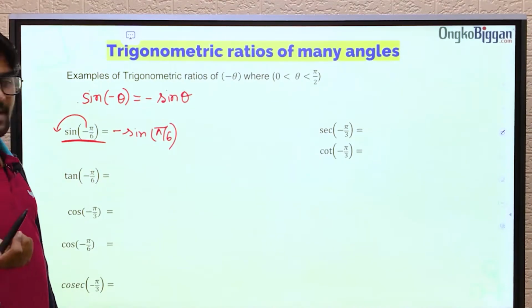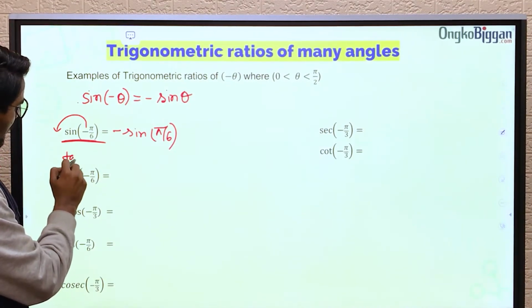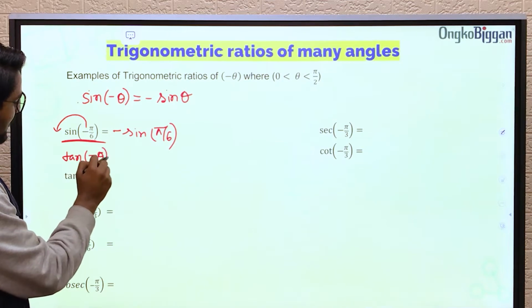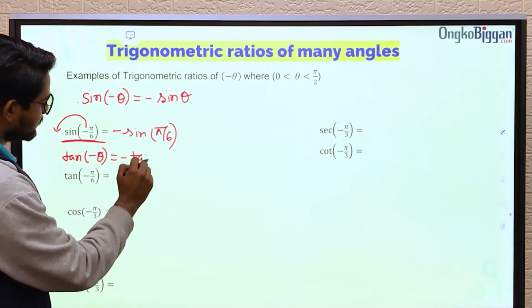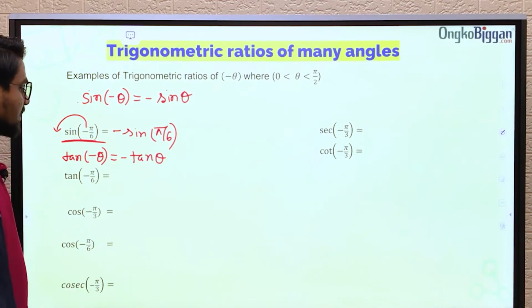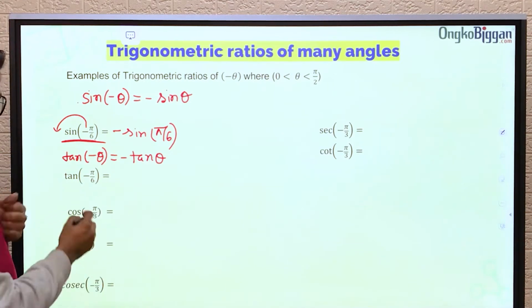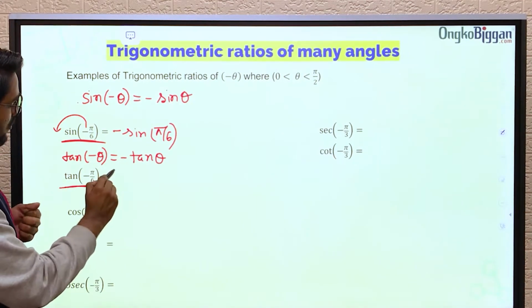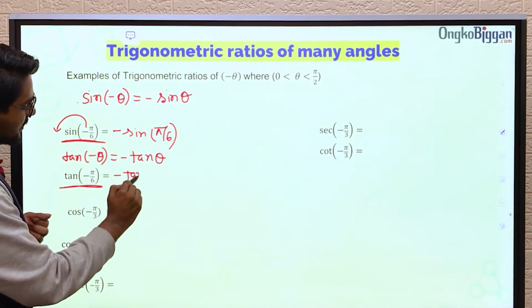Similarly, tan minus pi by 6, we know that tan minus theta is equal to minus tan theta. And if you take that into consideration, we can convert this value into minus tan pi by 6.